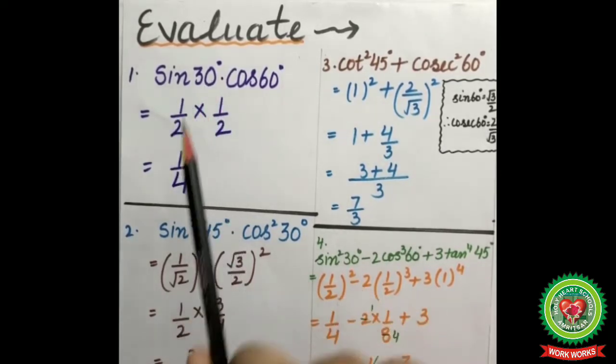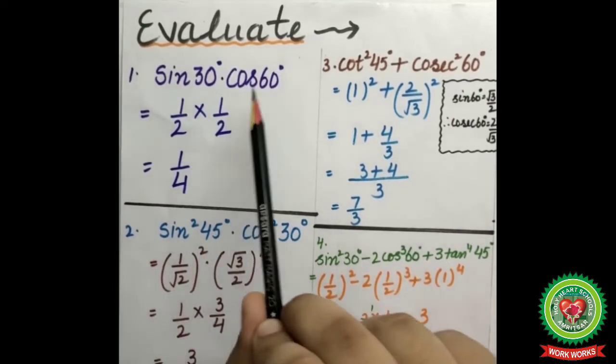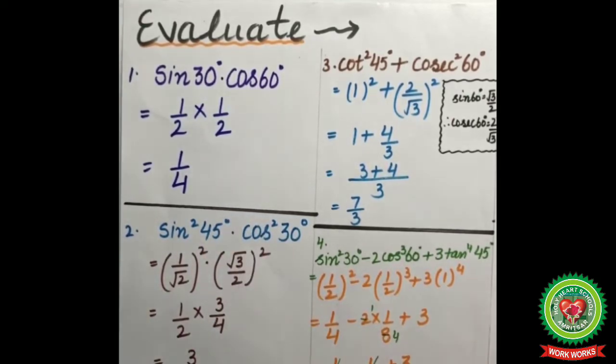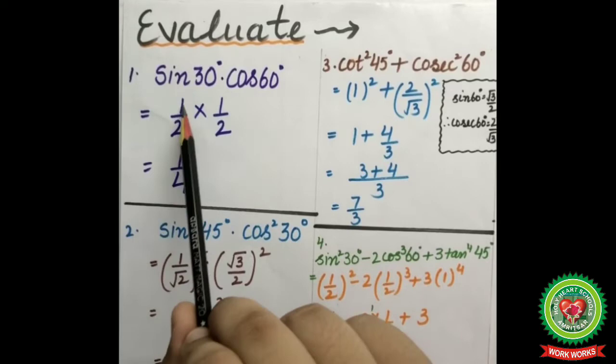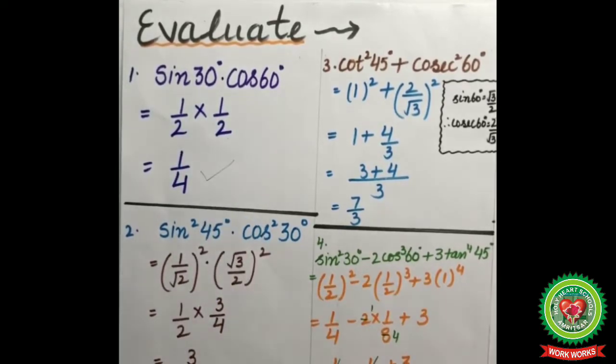So sin 30 degrees, as we have already learned, is 1 by 2. And cos 60 degrees is also 1 by 2. So we'll get 1 by 2 multiplied by 1 by 2, that is 1 by 4.